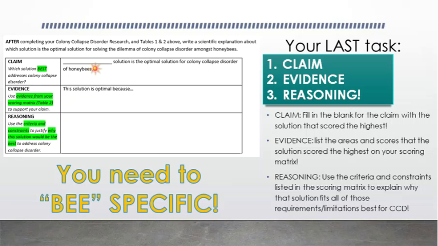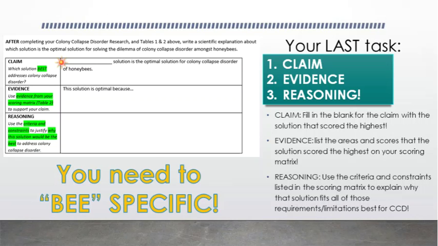If you have a tie, because I know some people end up with different solutions that score 9s, like the drone, and maybe someone else has scored a 9, you need to pick which one you think is most realistic or meets the criteria and constraints that are most important. So make sure you pick just one. Do not pick more than one. You're going to put solution 1 or 2 or the drone.